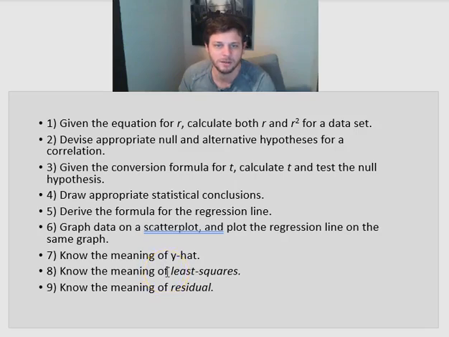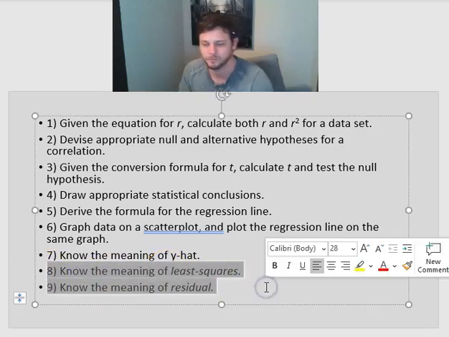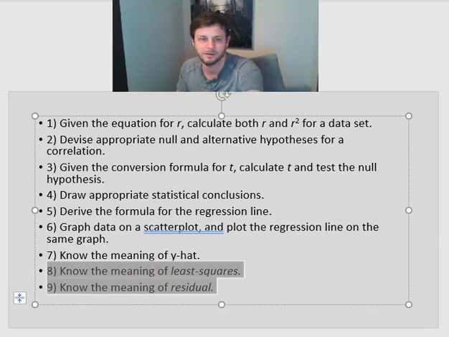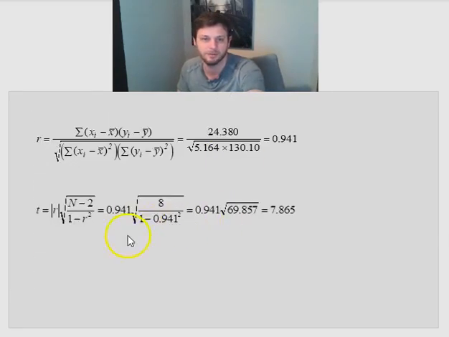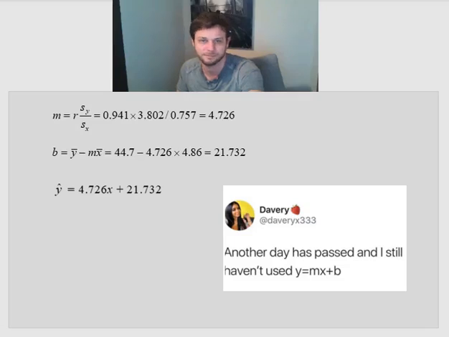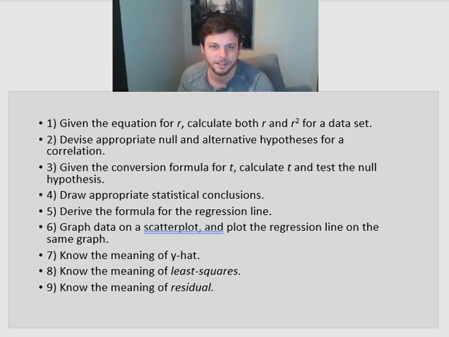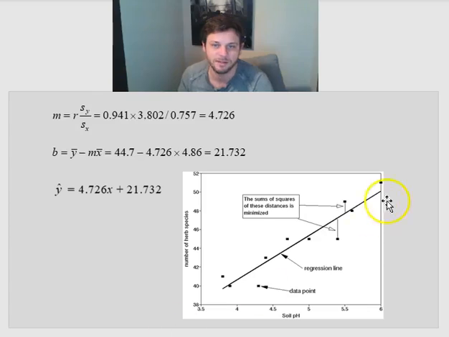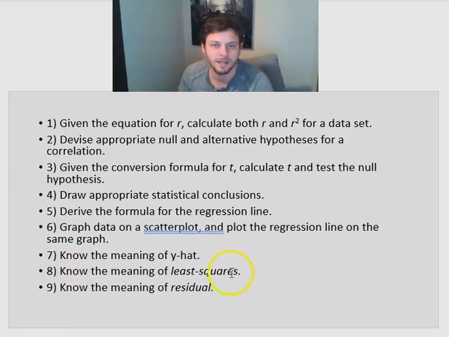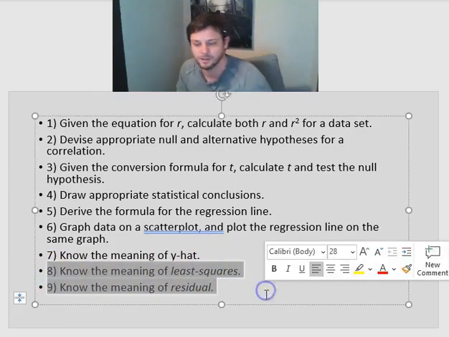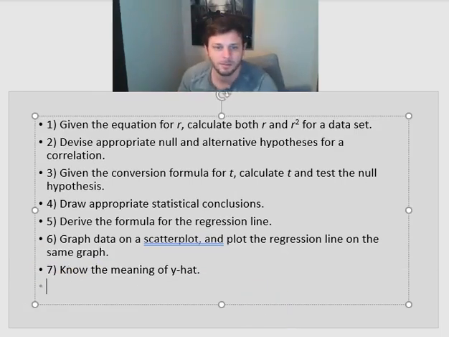Don't worry about knowing these two. The least squares is just that we are taking the square of this to come up with our line. Not something you really need to know. And then the residual is basically talking about this space that is left over between our line and our data points. But that's not something I'm going to test you on, so do not worry about it. That's it for correlations and how to do a regression line.